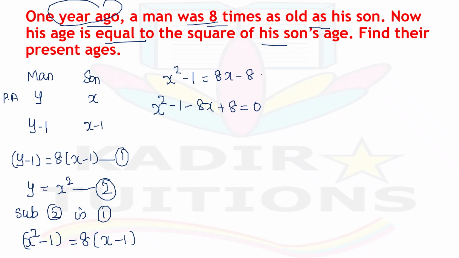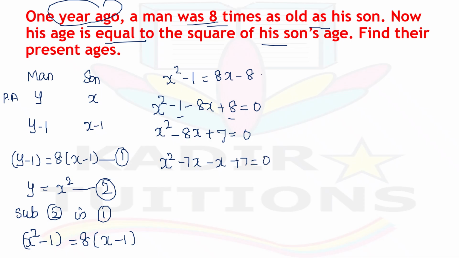Now we'll make it in the proper format: x square term, then x term is only one term, and the constants are two terms. So after simplifying, x square minus 8x plus 7 equal to 0. Now we need to do the splitting of the middle term. So how to do the splitting of the middle term over here? I can do minus 7x and minus x. So minus 7x and minus x plus 7 equal to 0.